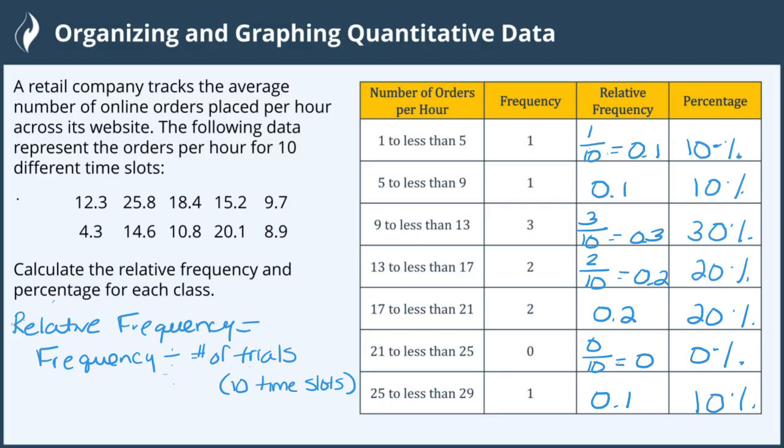So in this problem, we were already given the classes or the intervals and their corresponding frequencies. We needed to compute the relative frequency by taking the frequency and dividing by the number of trials, which in this case was the 10 time slots. Once we computed the relative frequency, we converted each of those to a percentage by multiplying by 100 or moving the decimal point 2 places to the right. And with that, we are done.